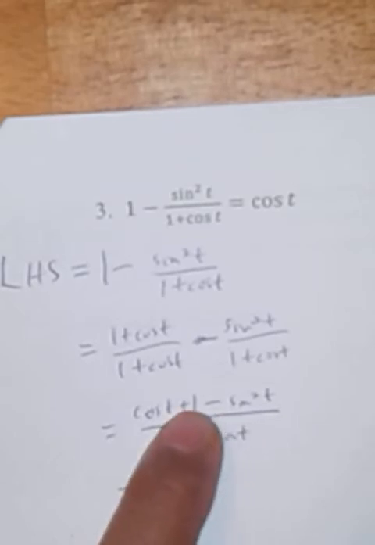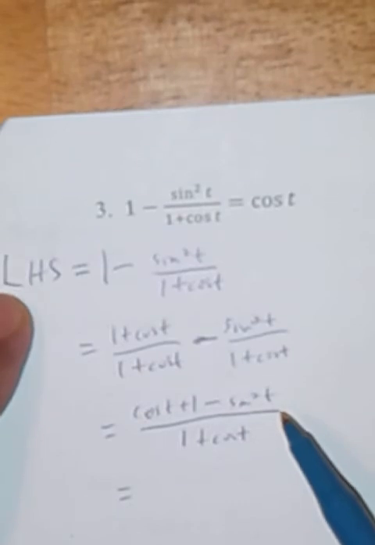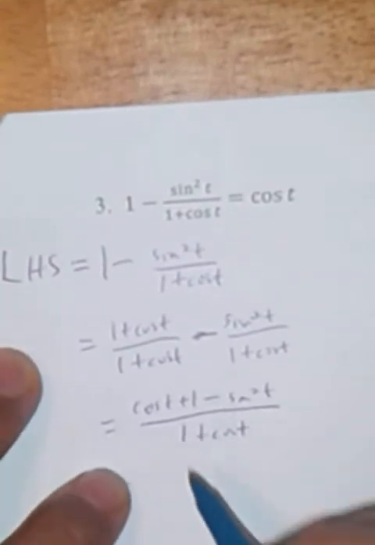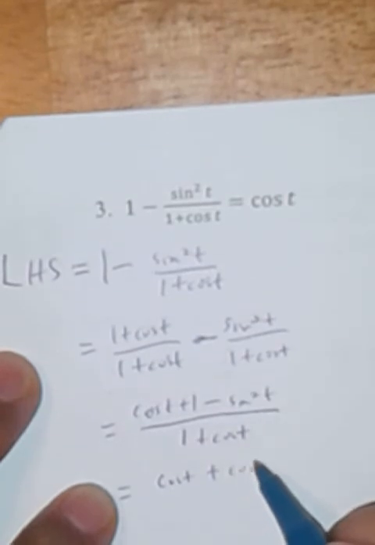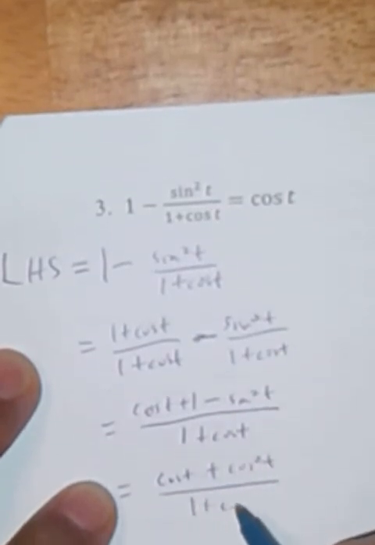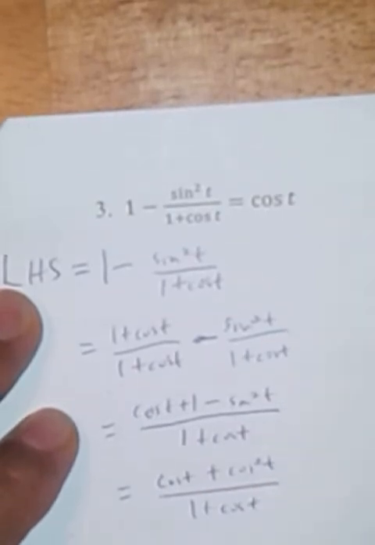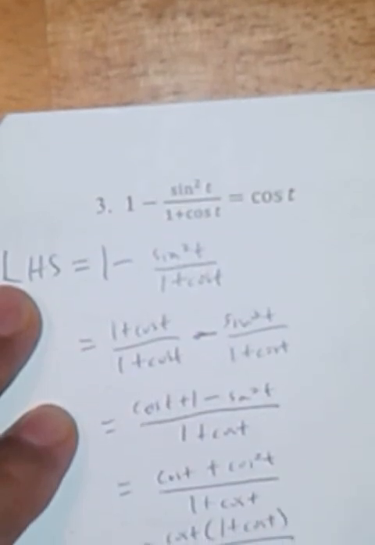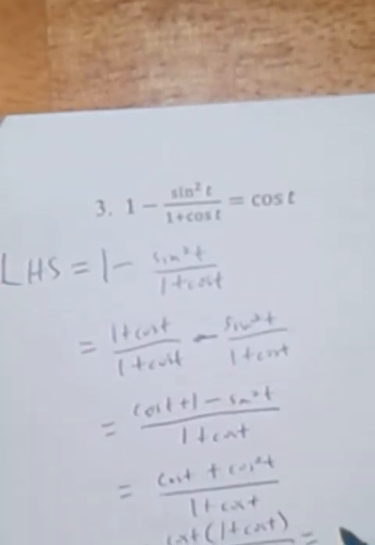Now I have cosine t plus 1 minus sine squared t, and the 1 minus sine squared t is just cosine squared t. You remember the Pythagorean identity that says cosine squared plus sine squared equals 1? So 1 minus sine squared is just cosine squared. So I have cosine t plus cosine squared t over 1 plus cosine t. I can factor out a cosine t from the numerator, so it'll be cosine t times 1 plus cosine t over 1 plus cosine t. The 1 plus cosine t cancels, so I just have cosine t, which is the right-hand side.